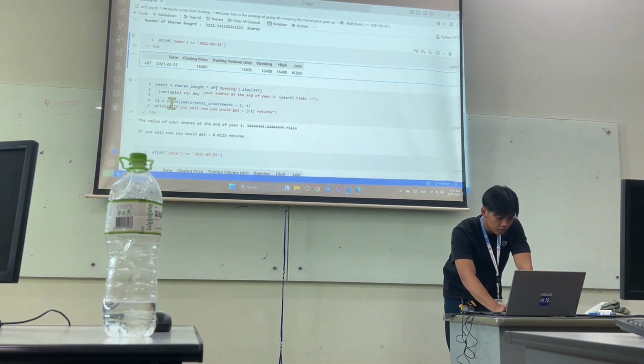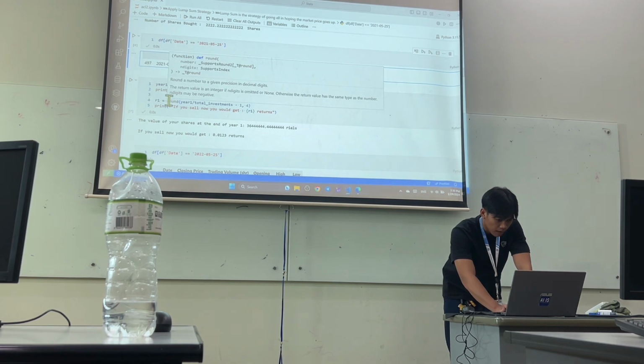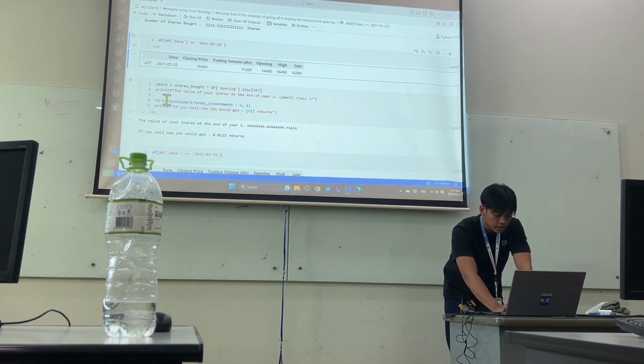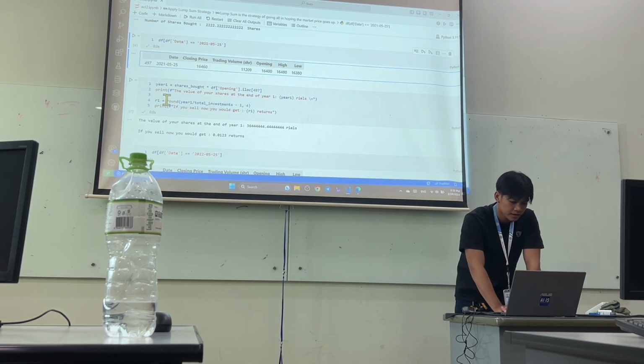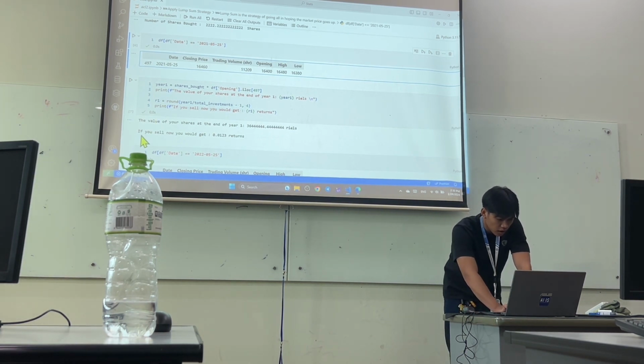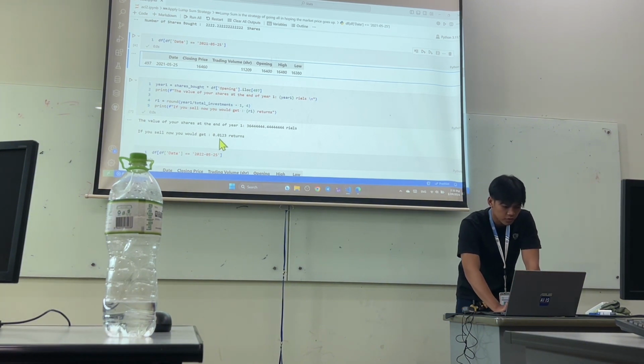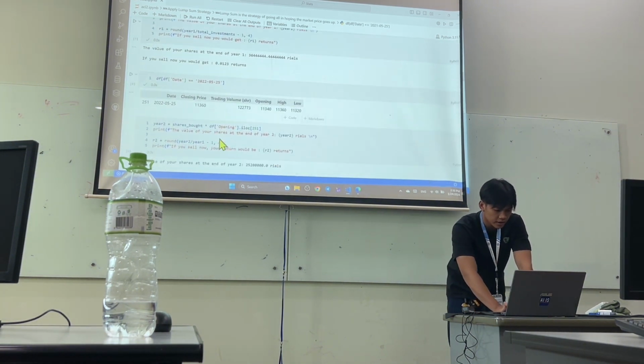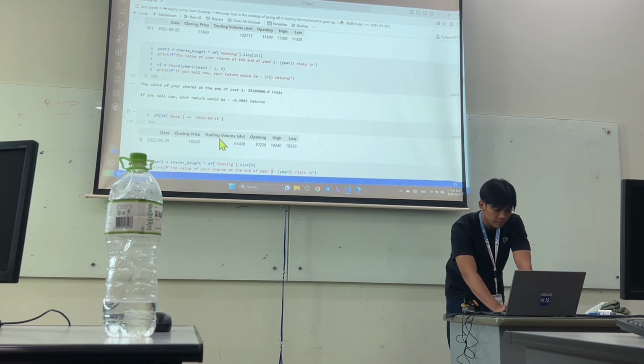This is how we calculate. We take the year one value, divide by total investment, and minus 1. So this is the result: we got 0.0123 return. And for the second year and the third year, it is still the same.